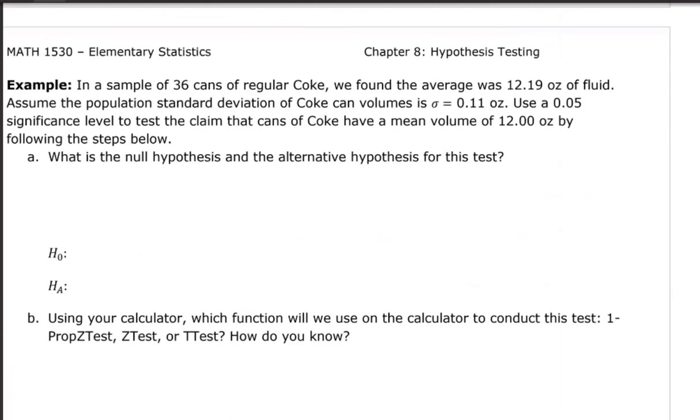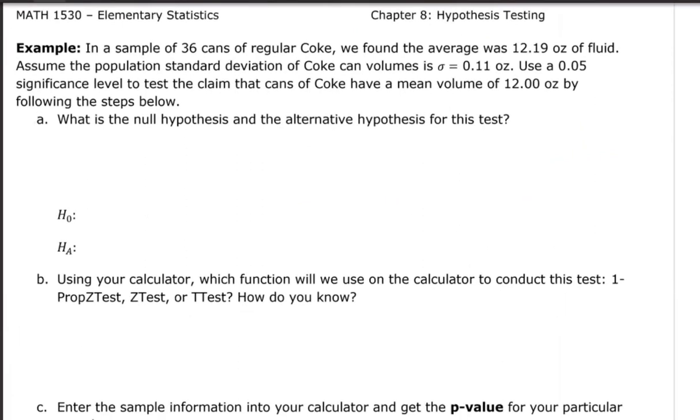Now, this next problem says in a sample of 36 cans of regular Coke, we found that the average was 12.19 fluid ounces. So our sample average for our 36 cans is 12.19 fluid ounces. Assume a population standard deviation of Coke can volumes is sigma equals 0.11 ounces. So that sigma right there, we know we're going to use a z-test, because it has the population standard deviation. Okay, and then it says use 0.05 significance level to test the claim.